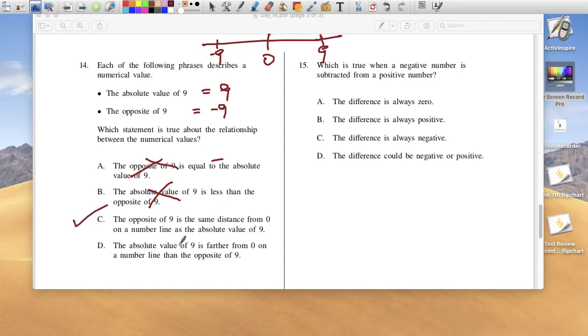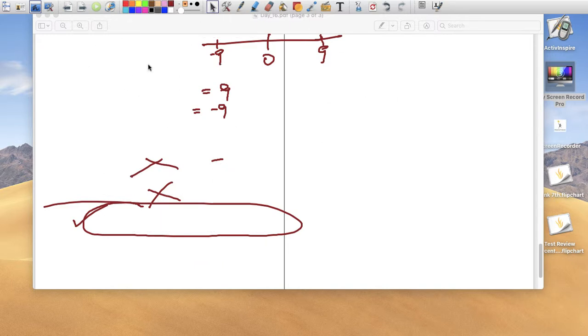Yes, this makes sense. The absolute value of 9 is further from 0 on the number line than the opposite of 9. No, they're not further away. They're exactly the same distance away from 0. The only one that's true is C. And I think this is day 16. Yes, it is.